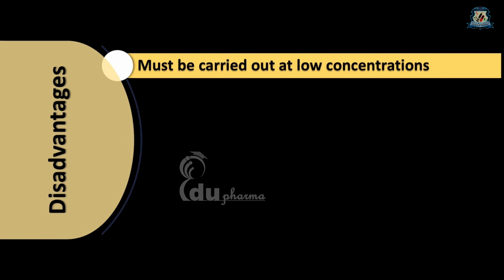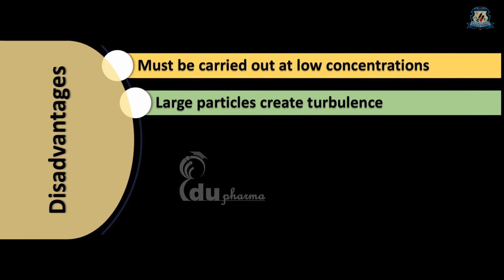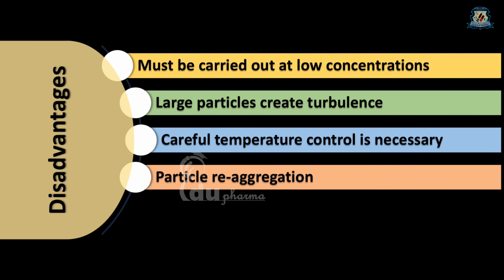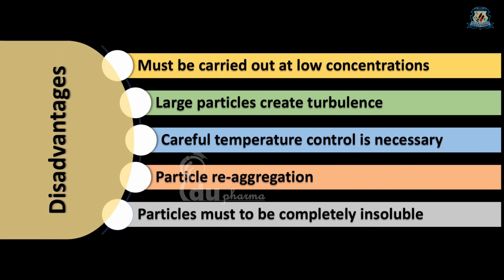Disadvantages or limitations of the sedimentation method may include: sedimentation analysis must be carried out at concentrations that are sufficiently low so that interactive effects between particles are negligible. Large particles create turbulence in the sedimentation process, which may cause error. Careful temperature control is necessary as the viscosity of the dispersion medium plays an important role in sedimentation. Particle reaggregation is possible during extended measurement, and particles have to be completely insoluble in the suspending liquids.